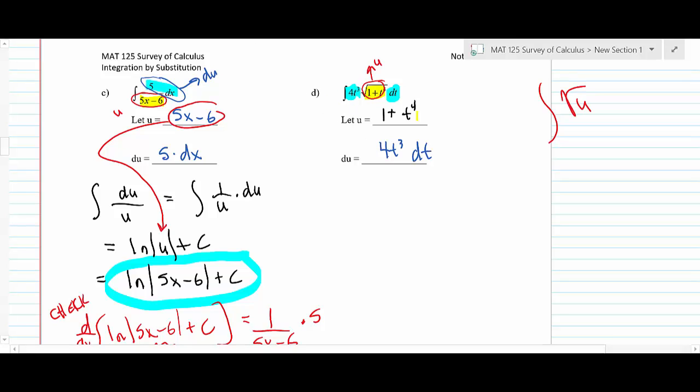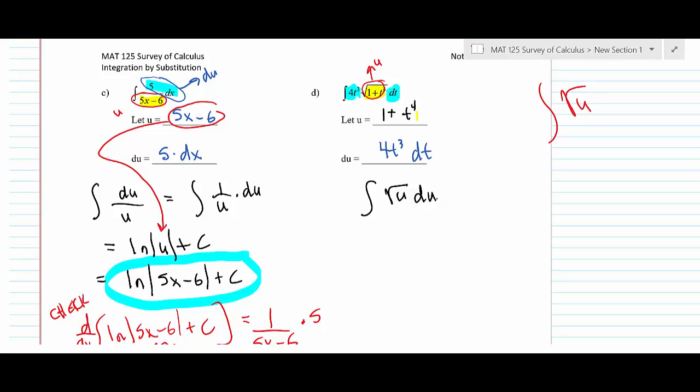So you're ready now to rewrite this like this. What you're going to have is the square root of u. That's the yellow part, that's what u is. And then the 4t cubed dt is just du. Does that make sense? This is always very hard for students to catch on to, from experience teaching this.